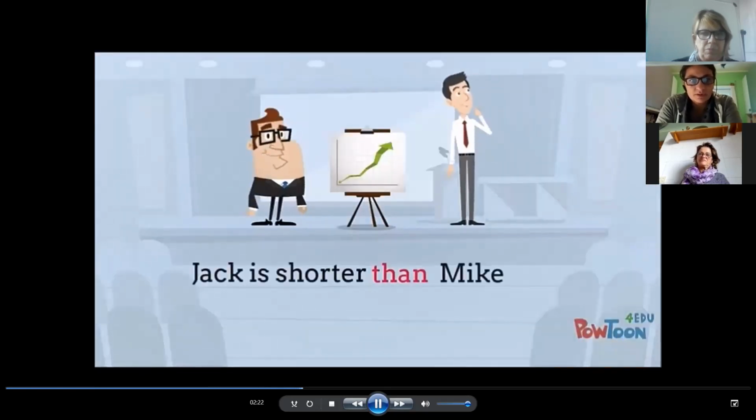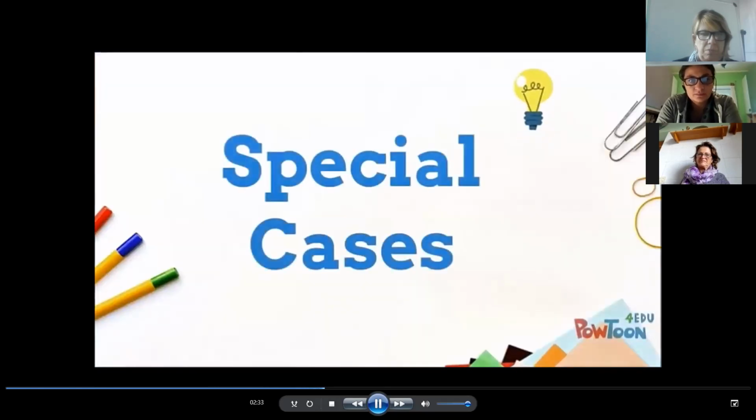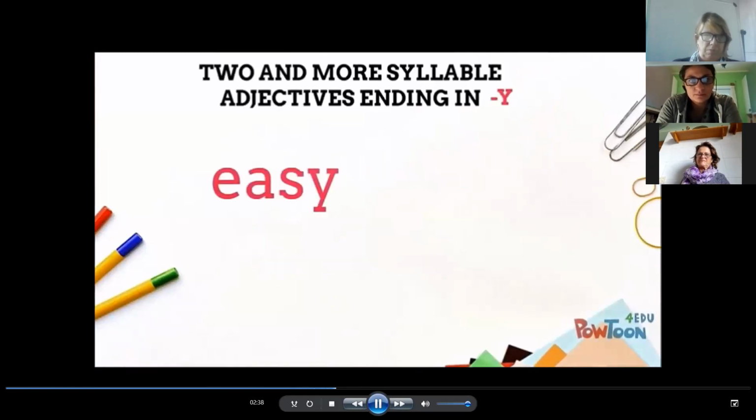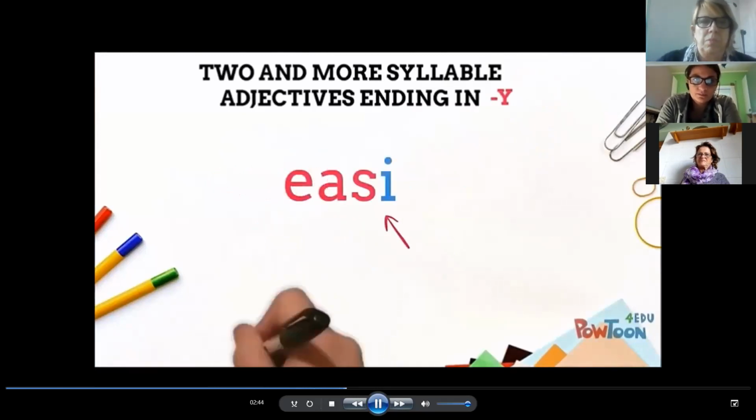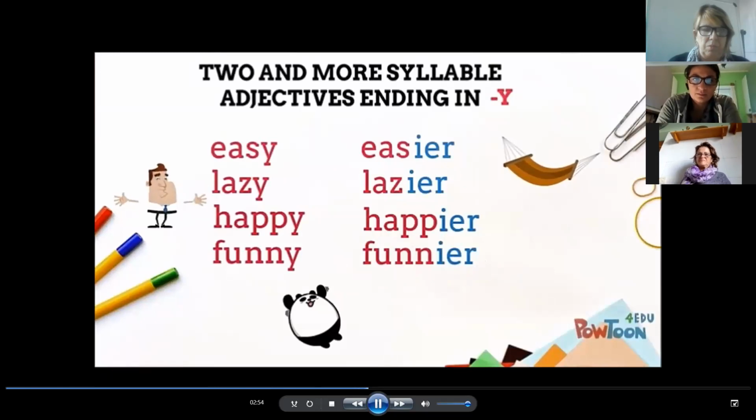Jack is shorter than Mike. Mike is more sociable than Jack. So we use the word than when we compare things and people. There are some special cases related to the use of comparative adjectives. If it's an adjective with two or more syllables ending in y, you can make its comparative form by changing y into i and adding the suffix -er. Easy, easier. Lazy, lazier. Happy, happier.